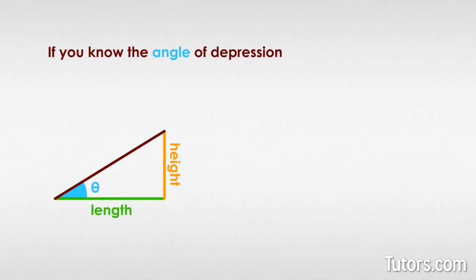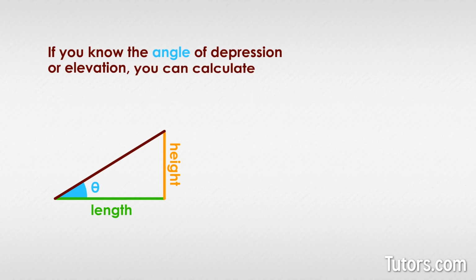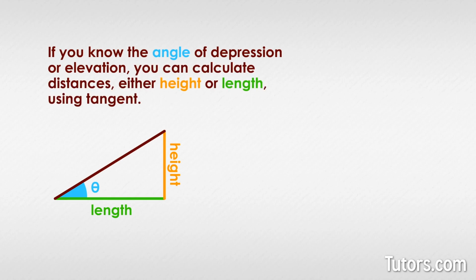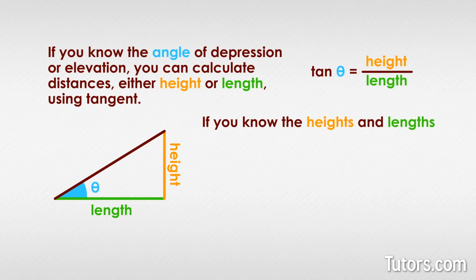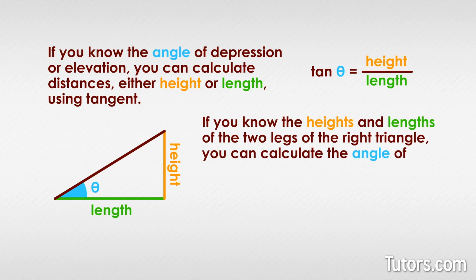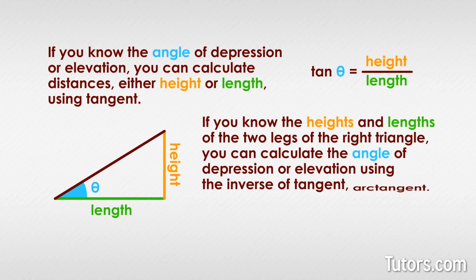If you know the angle of depression or elevation, you can calculate distances, either height or length, using tangent. If you know the heights and lengths of the two legs of the right triangle, you can calculate the angle of depression or elevation using the inverse of tangent, arctangent.